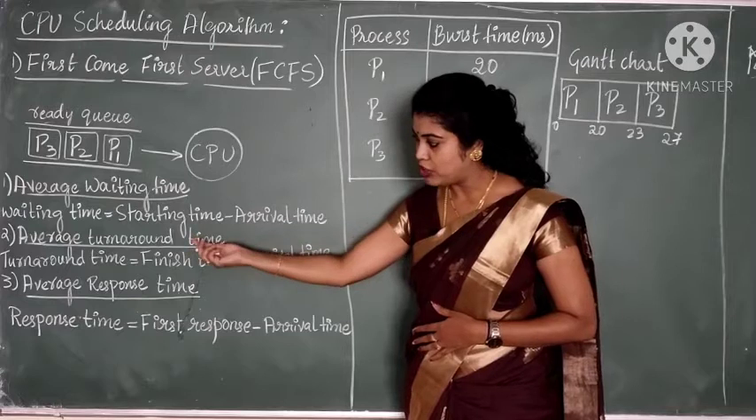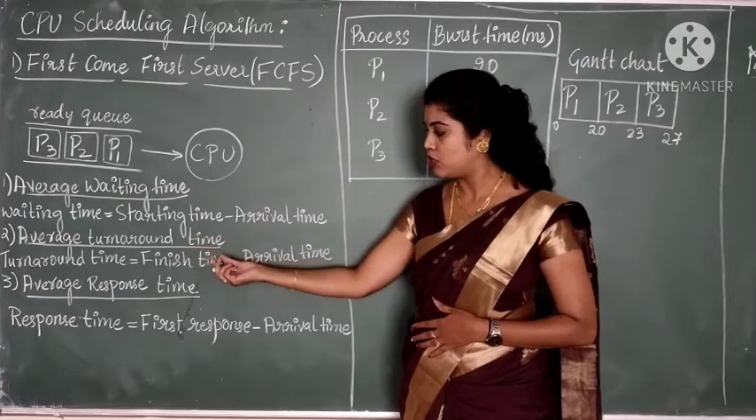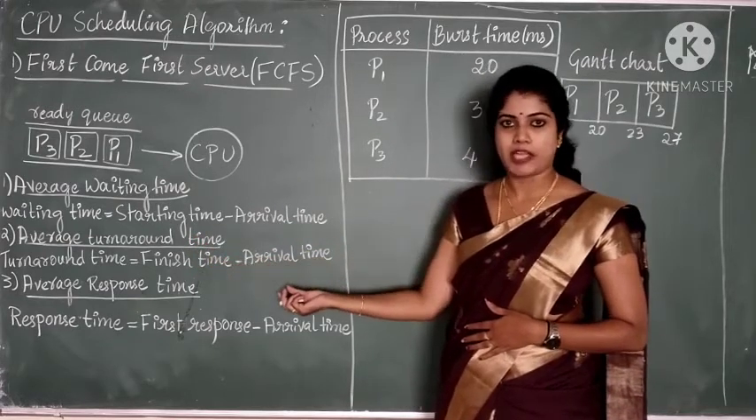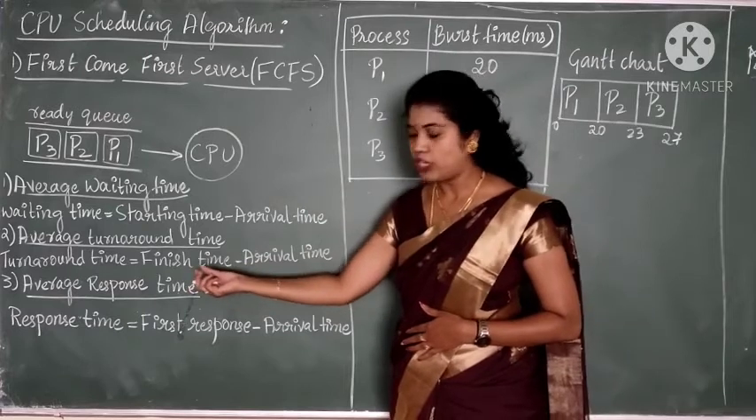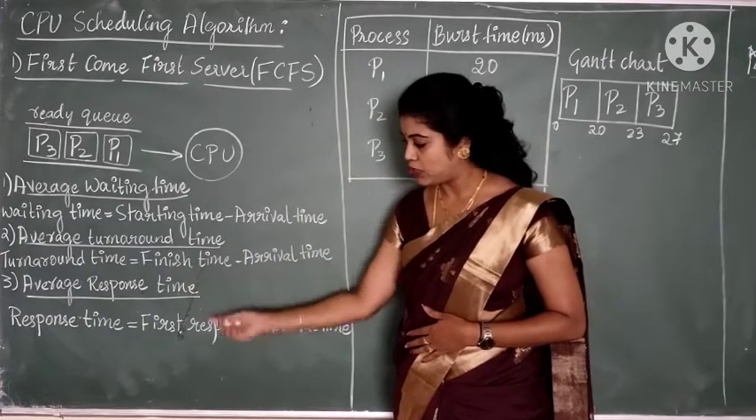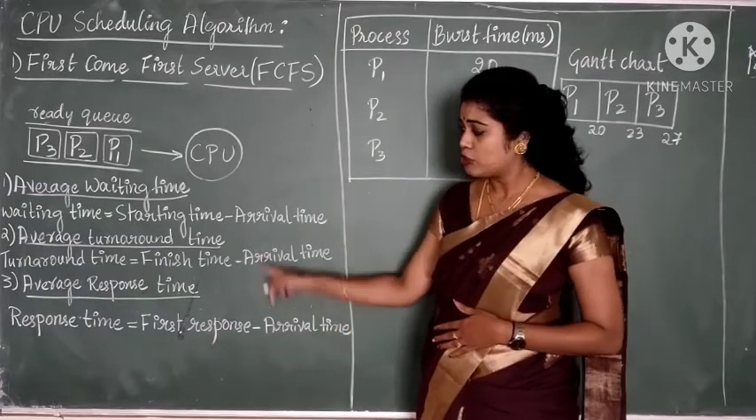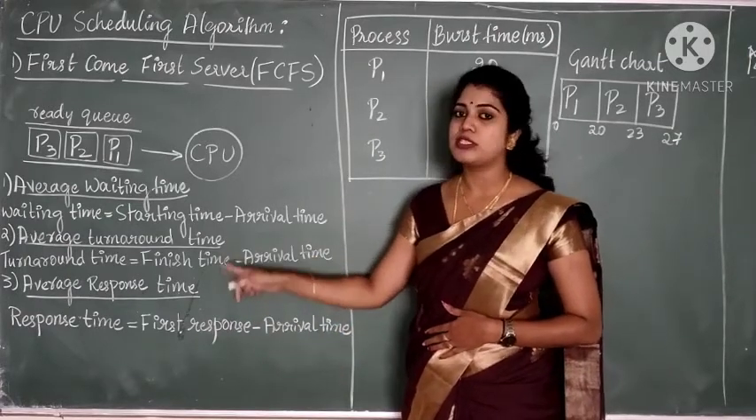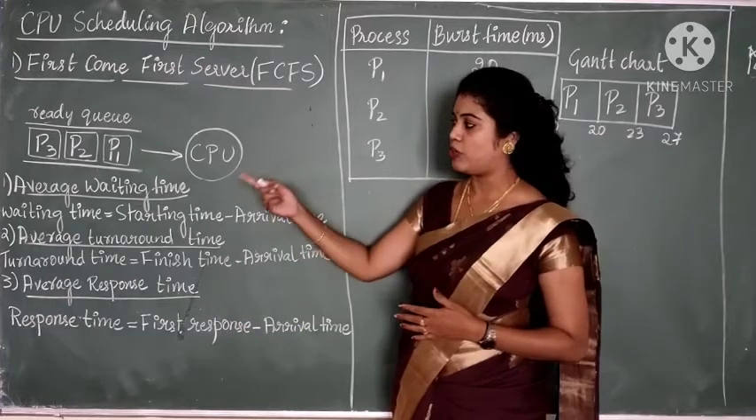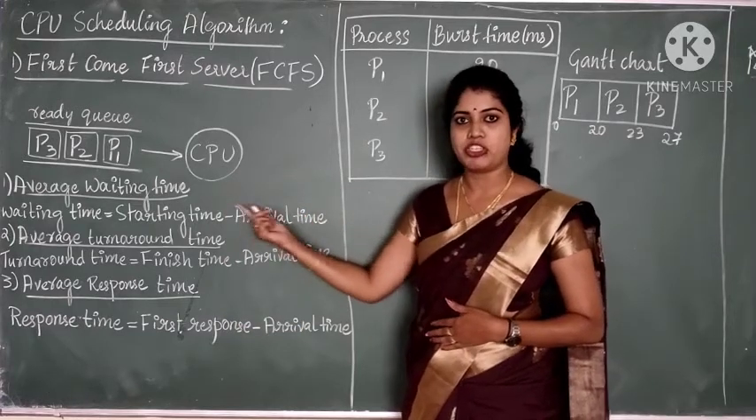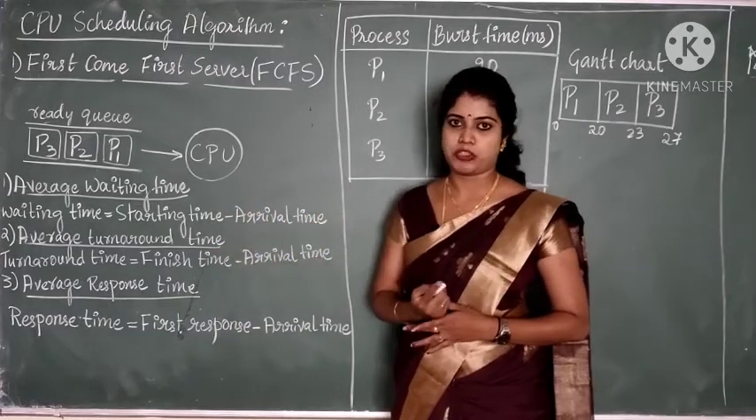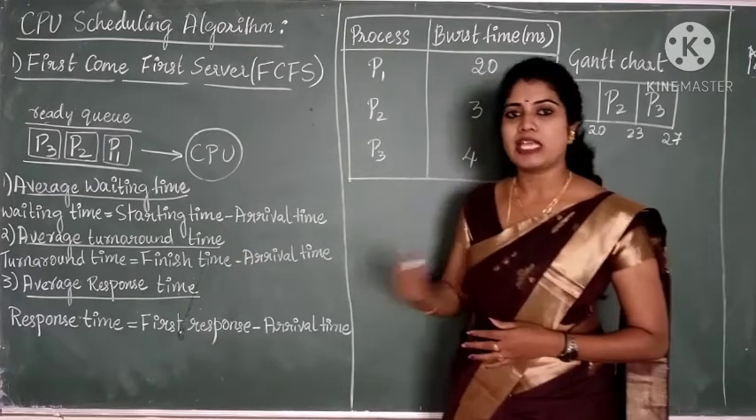Average, and you also have turnaround time. Turnaround time is equal to finish time minus arrival time. And the last one is average response time. Response time is equal to first response minus arrival time. Using these three formulas you will be calculating average waiting time, average turnaround time and average response time. Now let us see with an example.